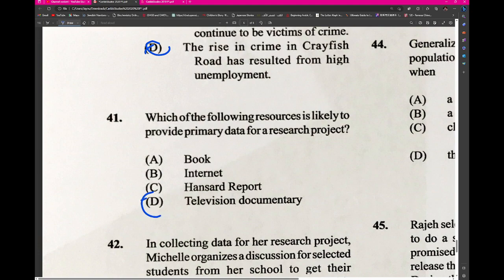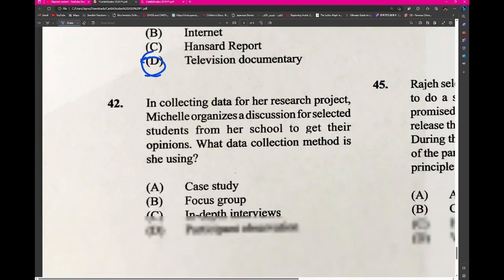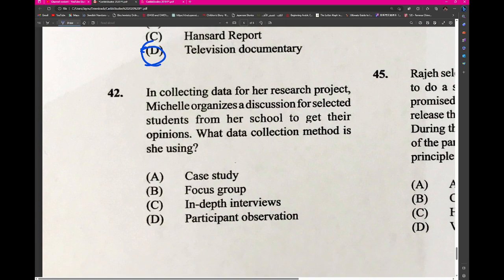I think a television documentary would do the job. In collecting data from her research project, Michelle organizes a discussion for selected students from her school to get their opinions. What type of data collection is this? I think it's a discussion, right? Organizes a discussion for selected students. I think this would be a focus group.